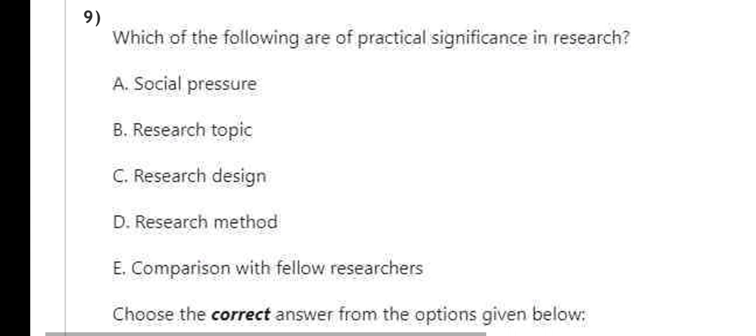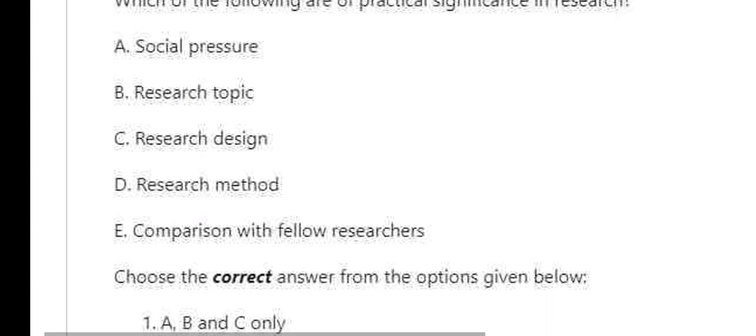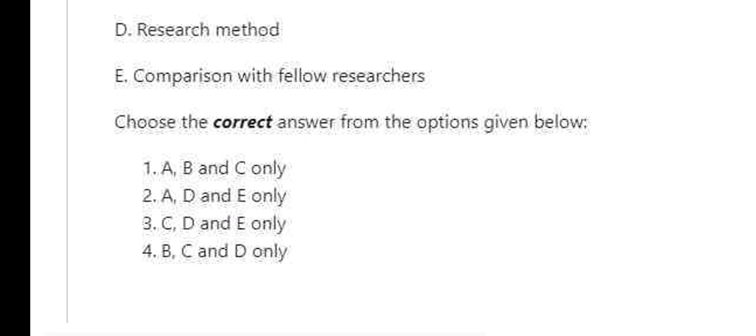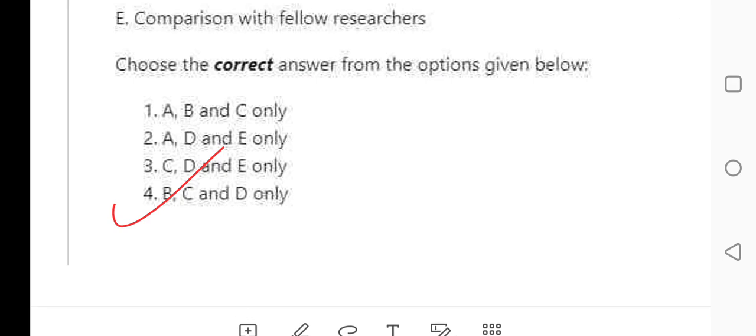Next is 14. Which of the following are of practical significance in research? A, B, C, D, E: social pressure, research topic, research design, research method, comparison with fellow researchers. Choose the correct answer from the options given below. A, B, C; A, D, E; C, D, E; B, C, D. It will be B, C, D. Number 4 will be correct.